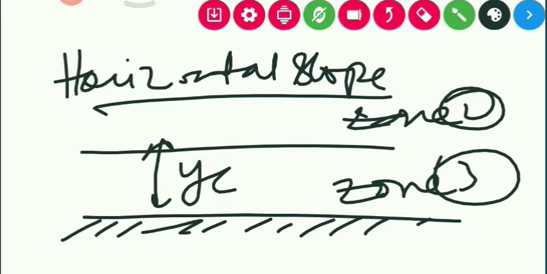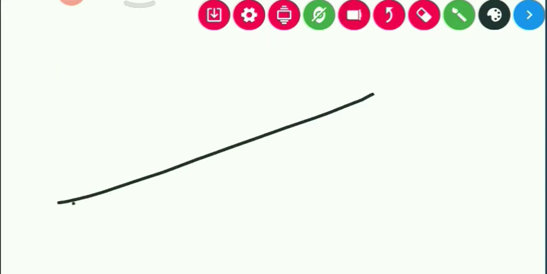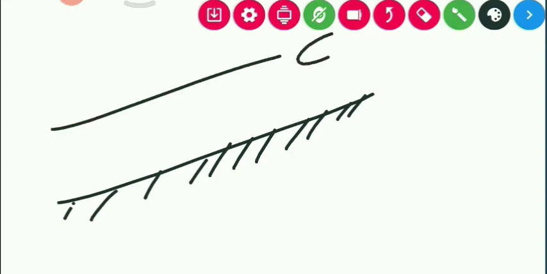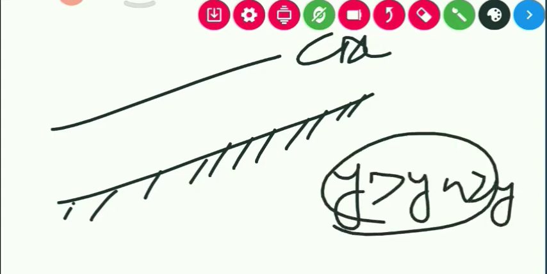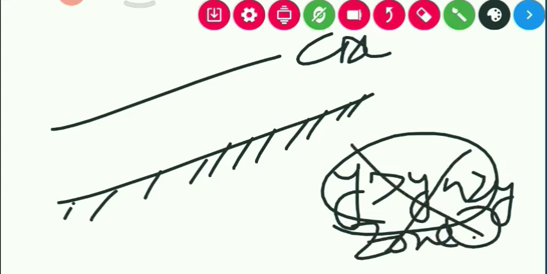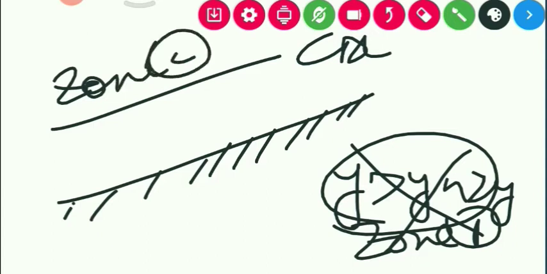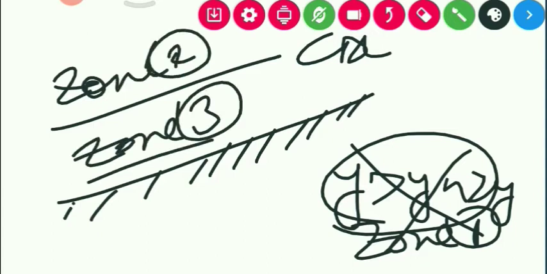And in case of adverse slope, this is the critical depth line. Here also the case in which y is greater than yn and greater than yc does not exist. So zone 1 does not exist here. Here we have zone number 2 and zone number 3 only.